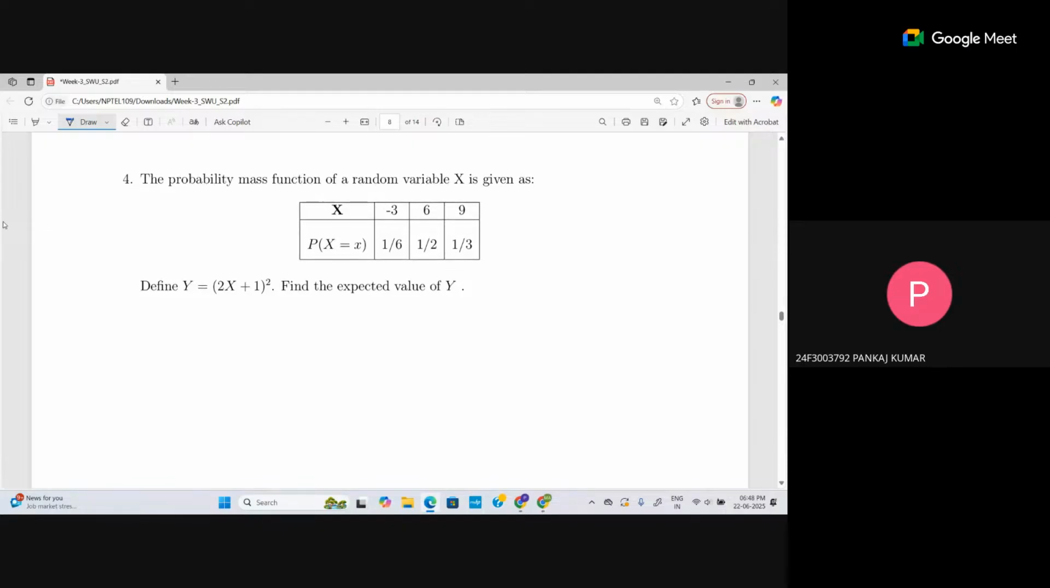209. Okay, so the value of y is (2x plus 1) whole square. So actually it is 4x square. We will open the square: 4x square plus 1 plus 4x.